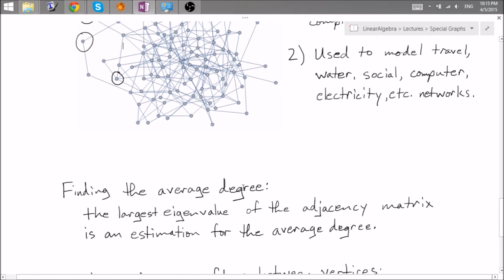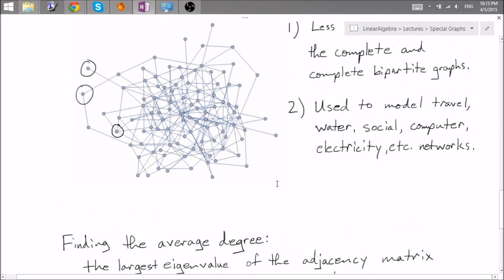To do that in a network, we can use linear algebra. So the average degree is approximated by the largest eigenvalue of the adjacency matrix. So if we have a graph and we know what the adjacency matrix is, we can compute the largest eigenvalue and choose that as the approximation for our average degree. So in this case, maybe this is a social network, and we'd want to know what's the average number of friends that people have. Well, we could compute the average degree because that would give us the average number of friends in a social network. And computing the largest eigenvalue would do that for us.